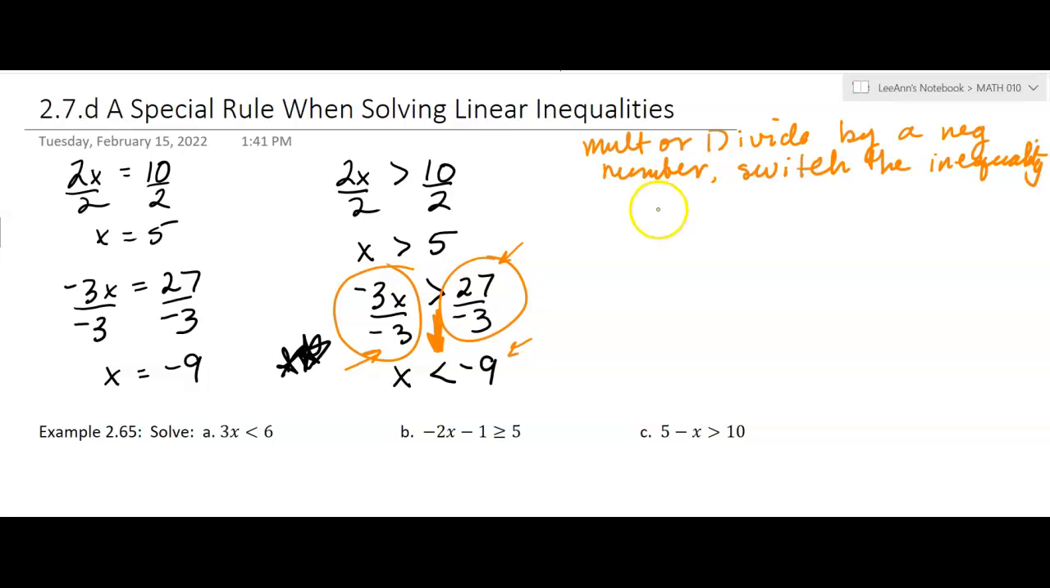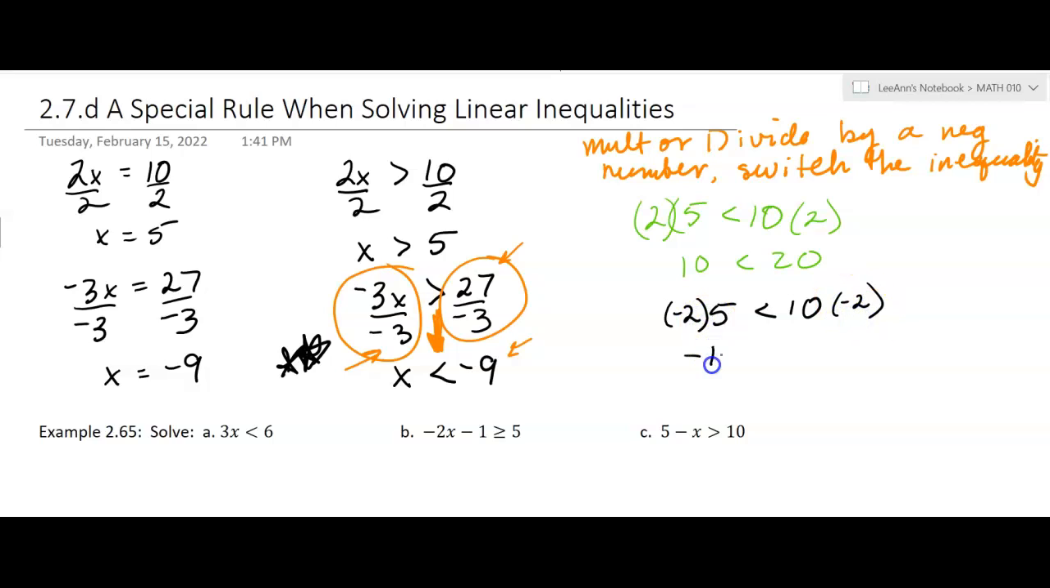Okay. Now, a lot of times students are like, well, why would that happen? If you have 5 is less than 10, that's true, right? And you could multiply by 2 on both sides, and you'd have 10 is less than 20. That's true. But if you have 5 is less than 10, and you multiply by a negative 2 on both sides, you get negative 10 is less than negative 20, but that's not true. Negative 10 isn't less than negative 20. Negative 10 is greater than. So that doesn't work. You have to make it negative 10 is greater than negative 20.